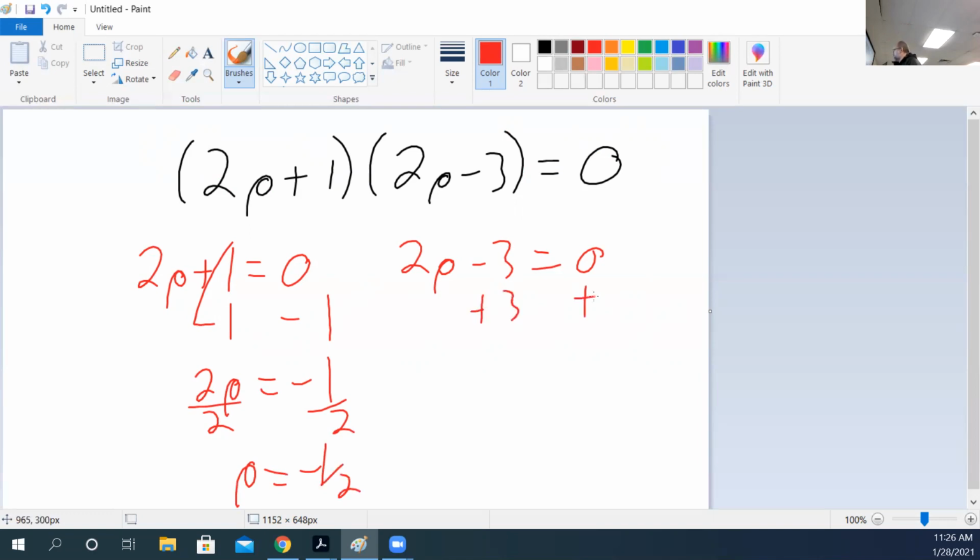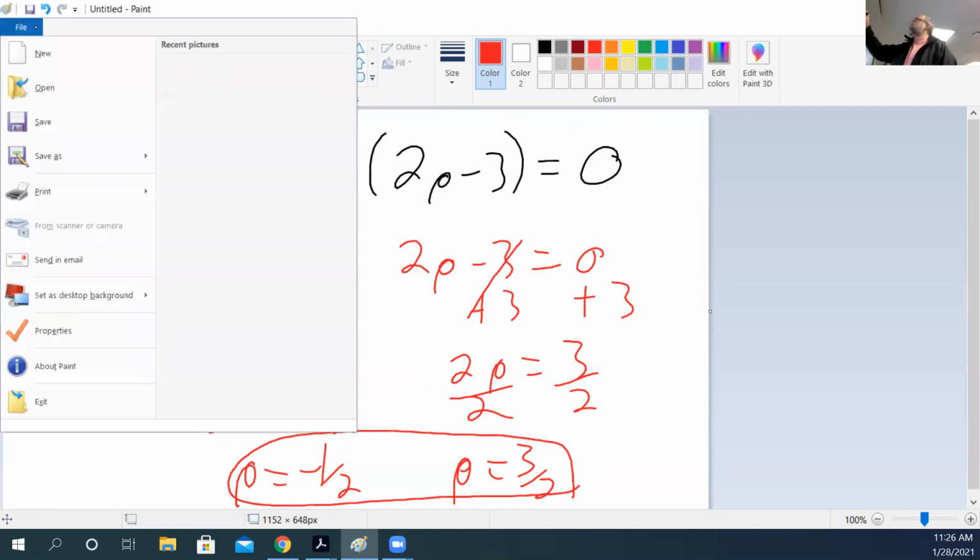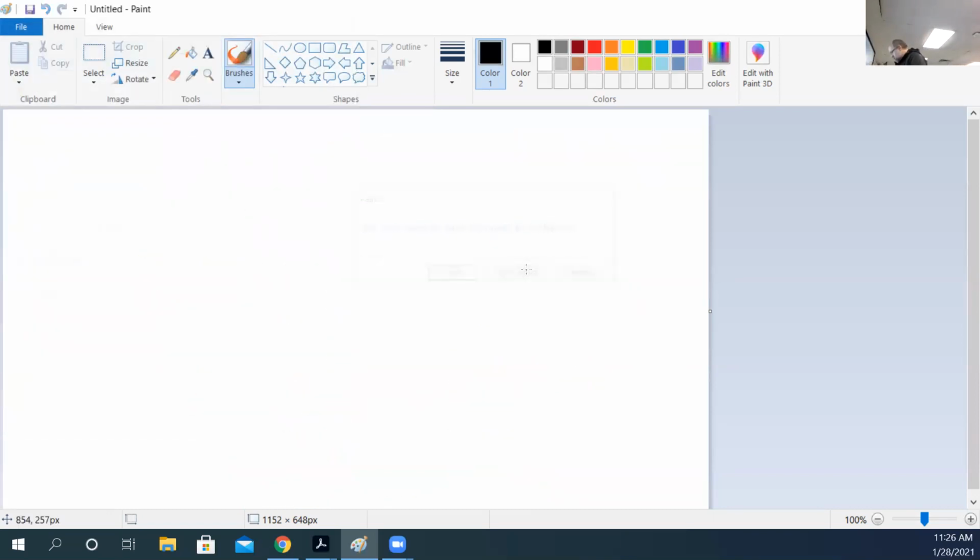All right, so it's the other one. You add 3 to both sides. Cancels there. 2p equals 3. Now you divide by 2 both sides. P equals 3/2. There's your two answers. So it took a few more steps because of what we started with, but we got there. All right, next example for us.